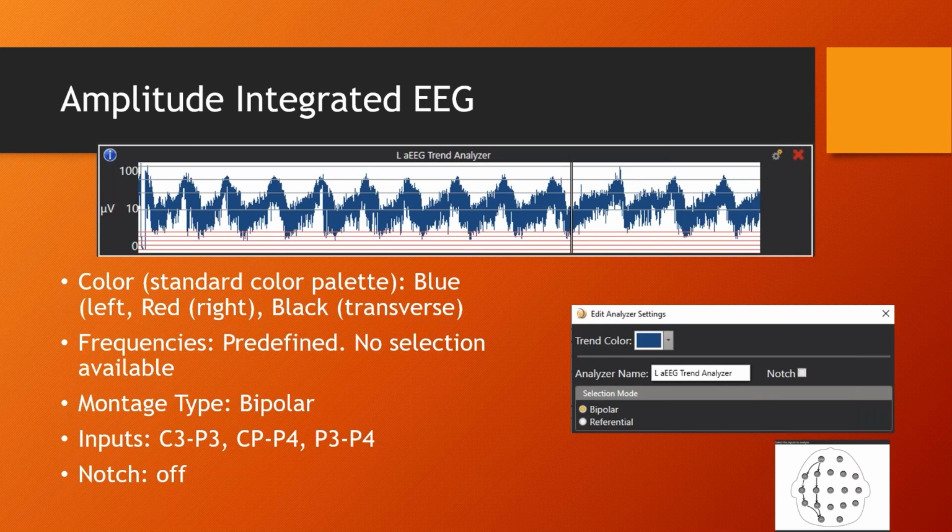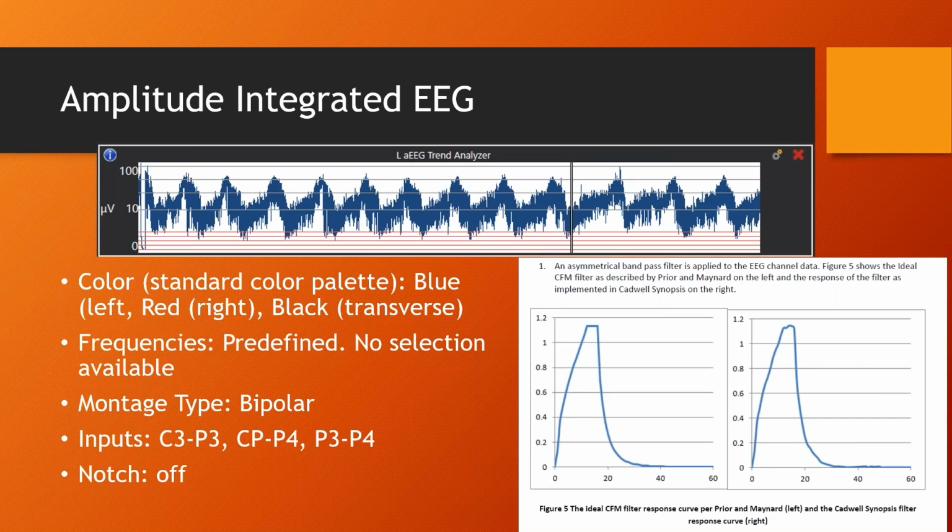The color of the trend, not a whole lot that we can change here with the amplitude integrated EEG. Even the bandpass is really defined by the trend type itself. So there are a few things that you can change in the amplitude integrated EEG.